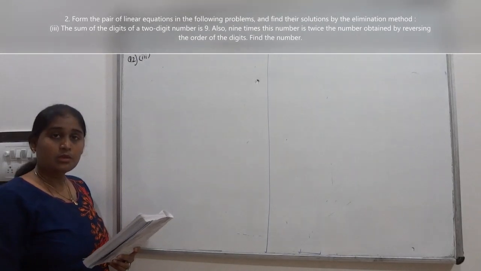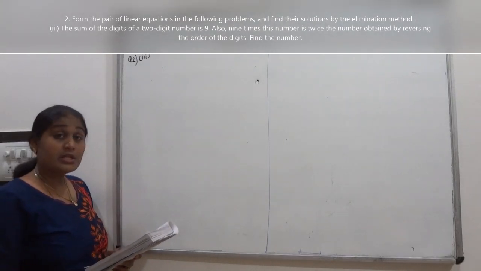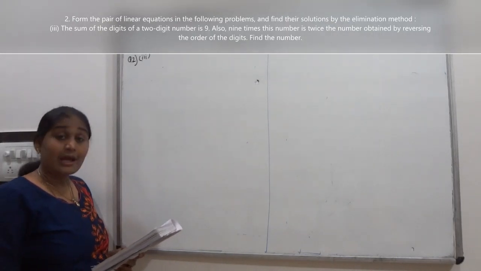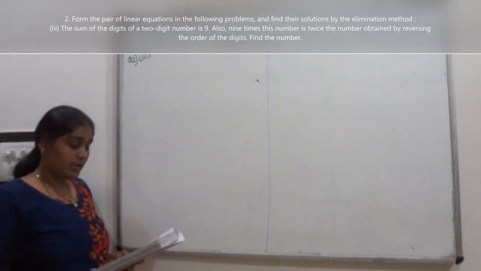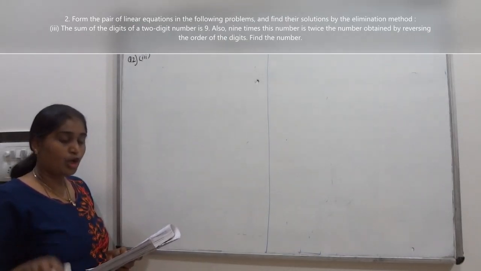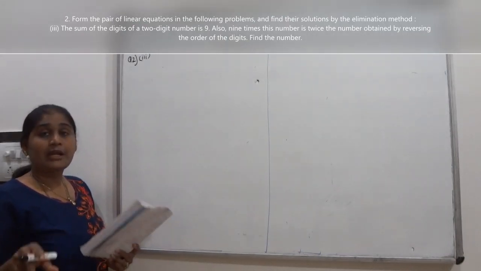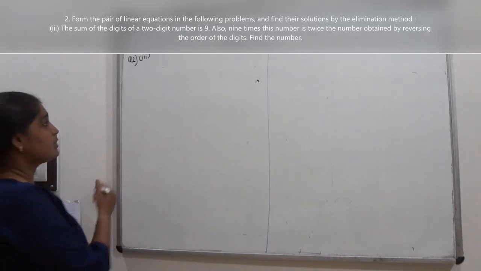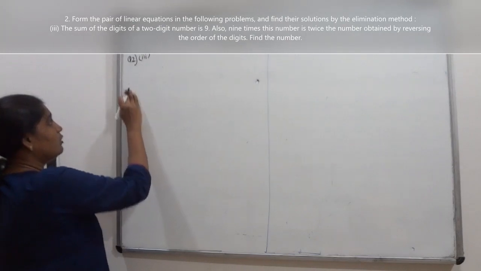Question number 2, third part. The sum of the digits of a 2-digit number is 9. Also, 9 times this number is twice the number obtained by reversing the order of the digits. Find the number, that's your question. I have to find out the number. Here two statements are given to you. First of all, I want to find out the number.